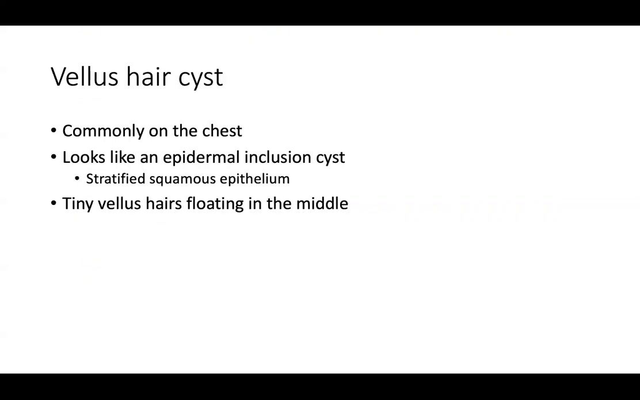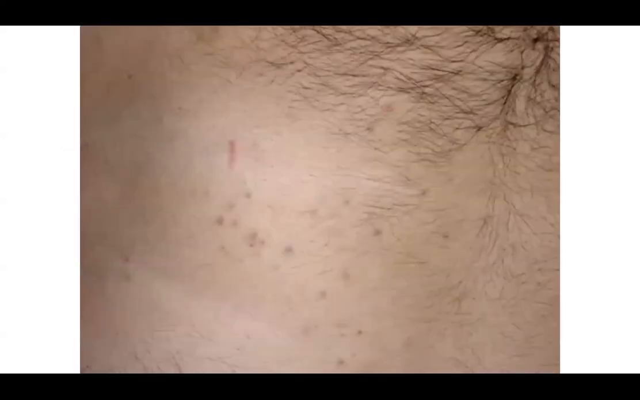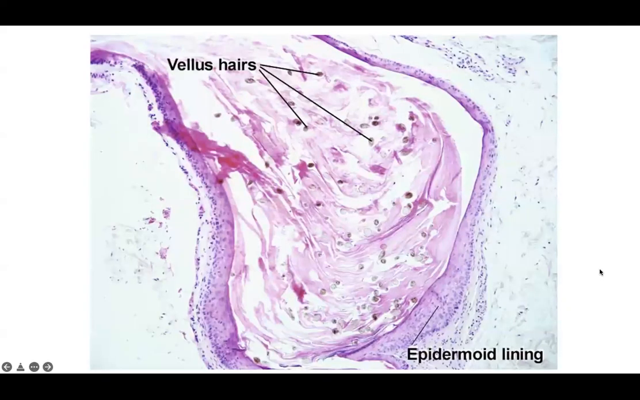A vellus hair cyst also commonly occurs on the chest. It looks like an epidermal inclusion cyst. You can see it's lined by stratified squamous epithelium. And the important thing in this cyst is what's inside the actual cyst lumen. So the tiny vellus hairs floating in the middle are going to allow you to make that diagnosis. Clinically, not really that impressive, just these small little erythematous cyst-like papules.